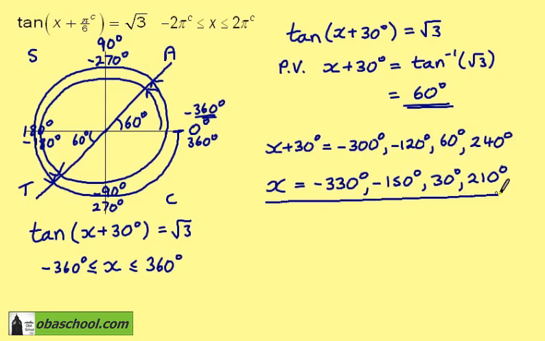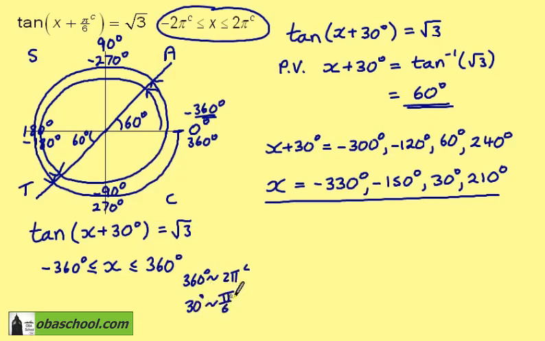But of course these solutions are in degrees, and we want to give solutions in radians. So we need to convert. We know, of course, that 360 degrees is equivalent to 2π radians. And also we've seen that 30 degrees is equivalent to π/6 radians.